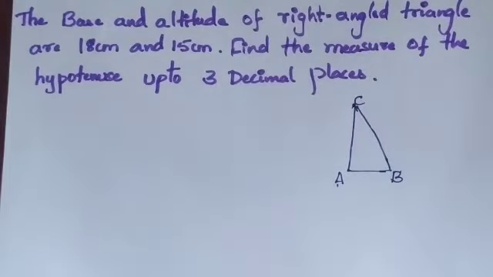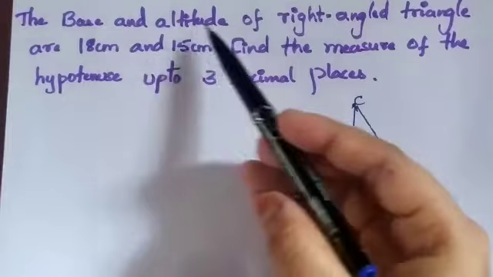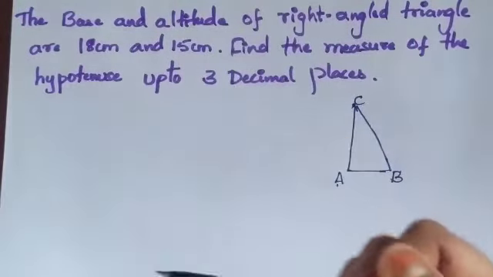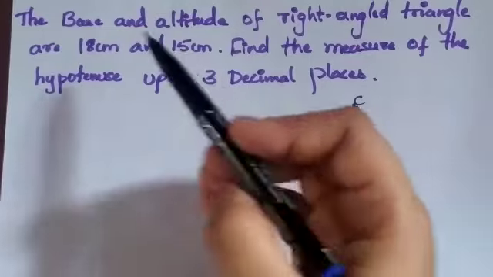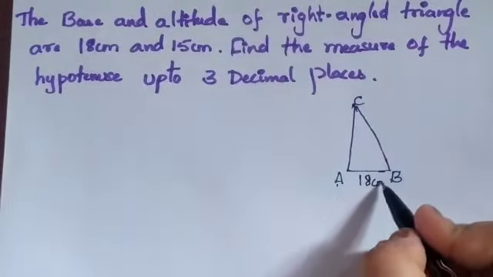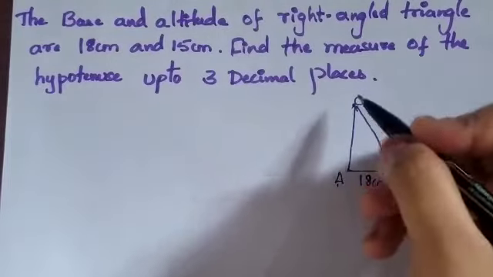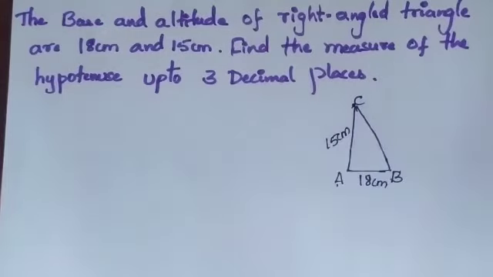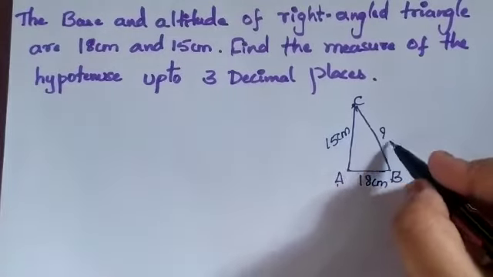Now, what is given here? The base and altitude of the right angle triangle are 18 centimeter and 15 centimeter. That means base given is 18 centimeter. Correct. Altitude, that means AC, given here is 15 centimeter. We have to find out this one, the hypotenuse.